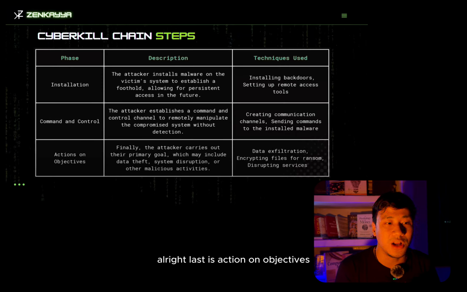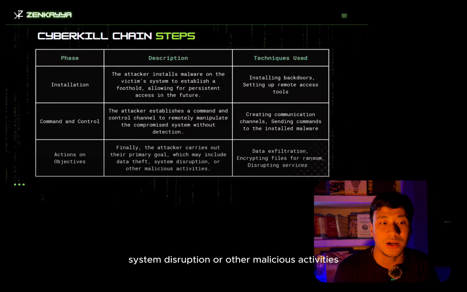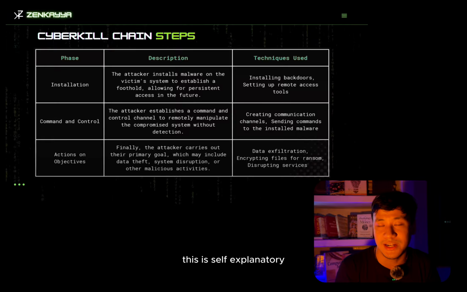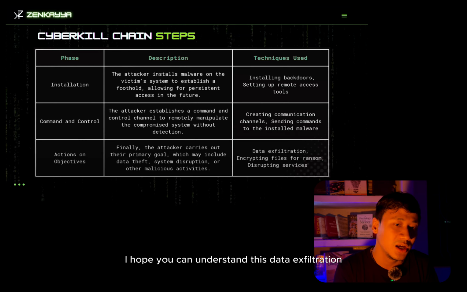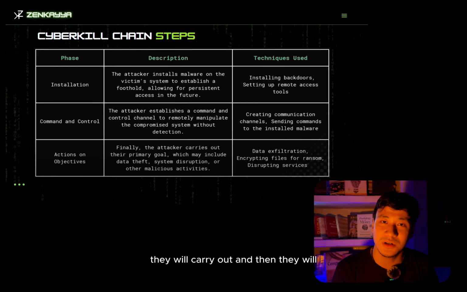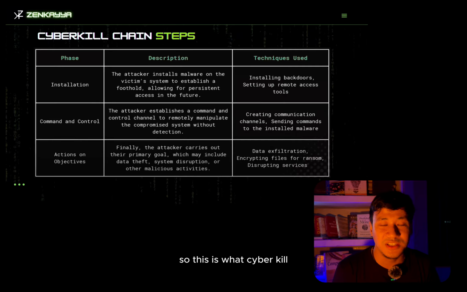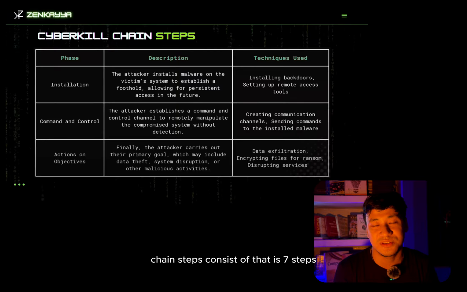Last is actions on objectives. Finally, the attacker carries out their primary goal, which may include data theft, system disruption, or other malicious activities. This is self-explanatory. I hope you can understand this. Data exfiltration, encrypting files for ransom, disrupting services. Whatever the objective of the hacker, they will carry it out, and then they will misuse the vulnerability in the target system. So this is what the cyber kill chain steps consist of.